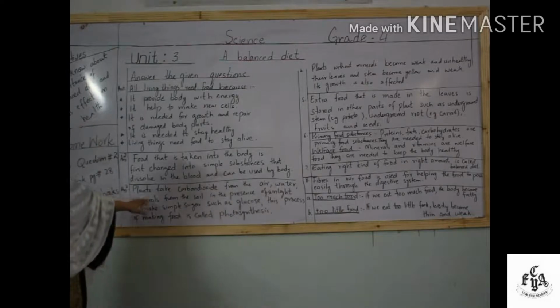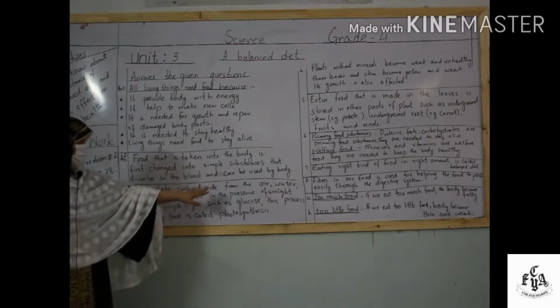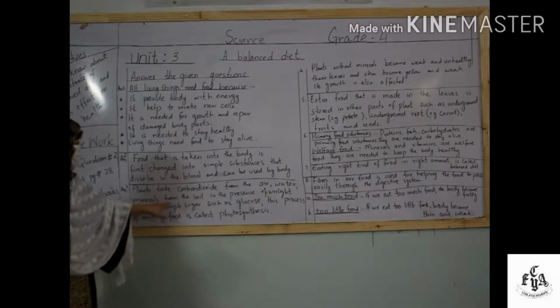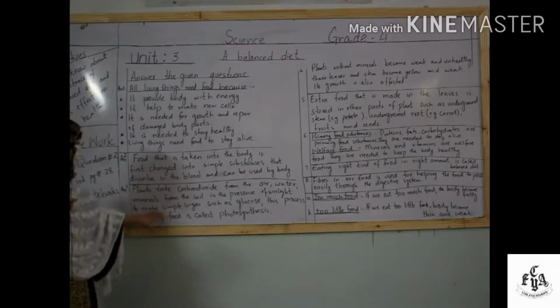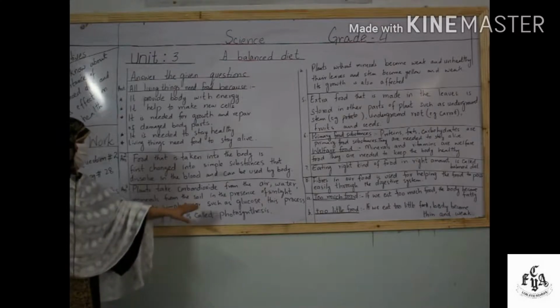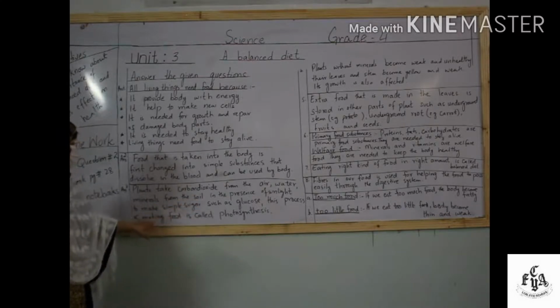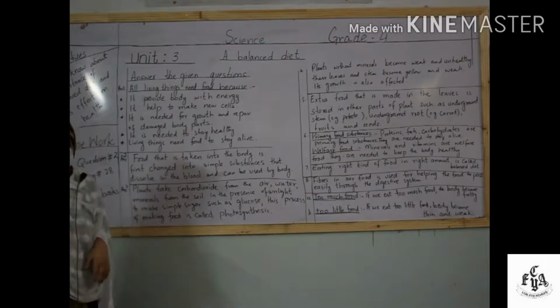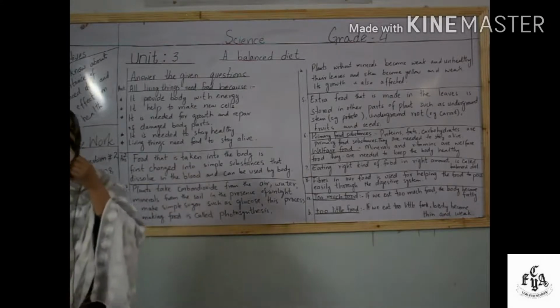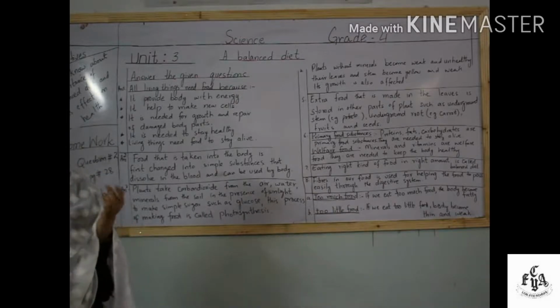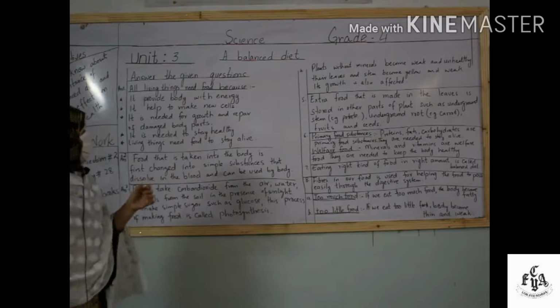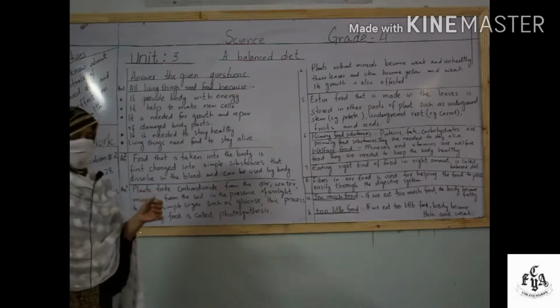Plants take carbon dioxide gas from the air, and water and minerals from the soil, in the presence of sunlight to make simple sugars such as glucose. This process of making food is called photosynthesis. So plants make their food with the help of photosynthesis. The next question is: what happens to plants if they do not get minerals? So the answer is: plants without minerals become weak.